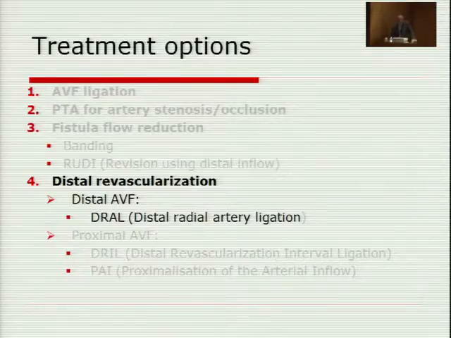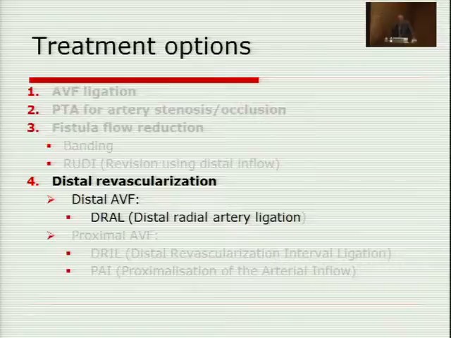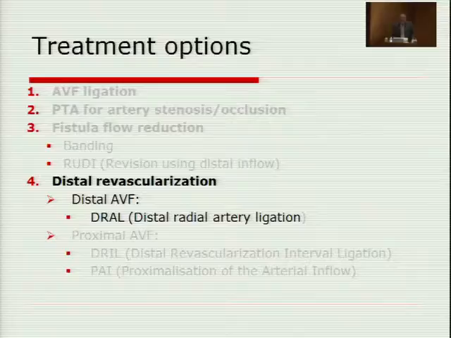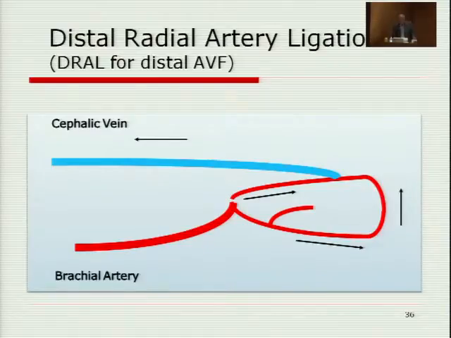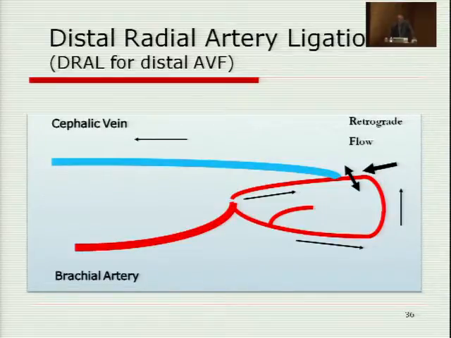The fourth treatment option is distal revascularization, and you have to look after for distal AVF, and it's very easy, and for proximal AVF, and it's rather complicated. For distal radial artery ligation, it will enhance the flow and the pressure in the palmar arch, and it's very efficient if you have checked that the ulnar artery and palmar arch are patent.